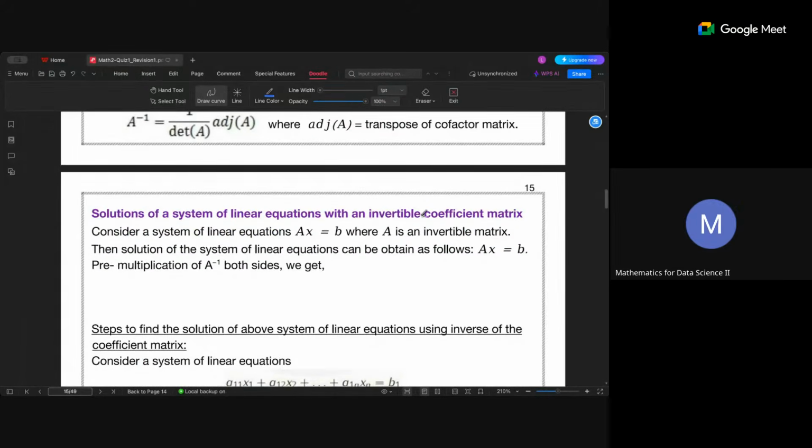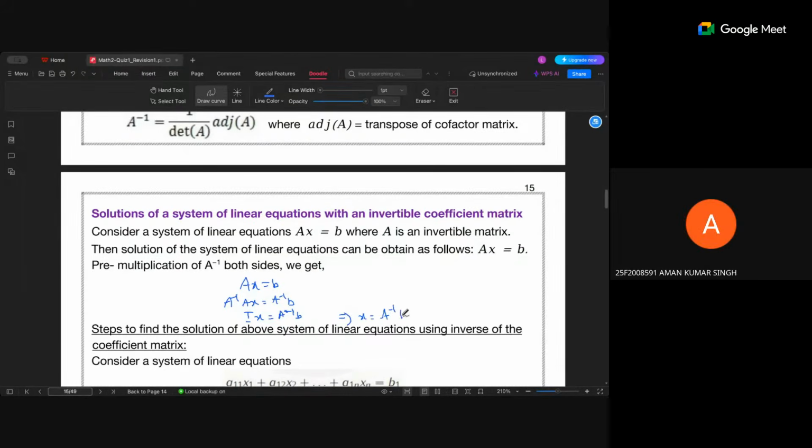So if you have an invertible coefficient matrix, Ax is equal to B. So what do you have? Ax is equal to B, when I multiply A inverse in the front on both sides, A inverse A is equal to identity. So I have X is equal to A inverse B.